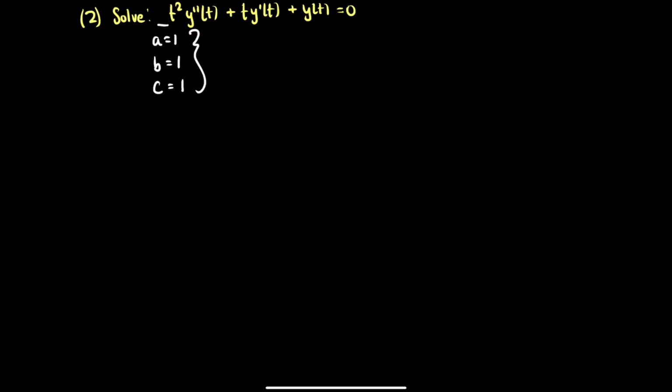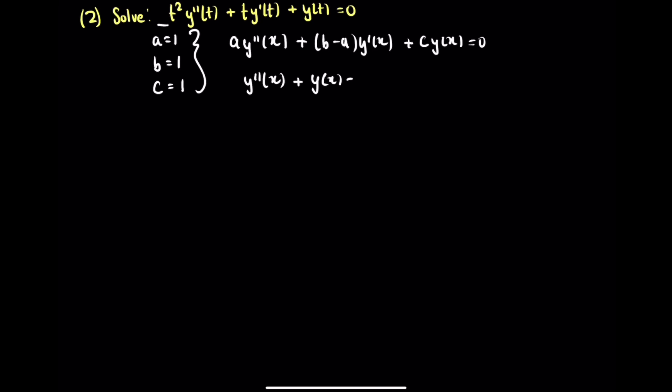With that in mind, let's fill in this equation. a y double prime of x plus (b minus a) y prime of x plus c y of x equals 0. So a is 1, so this is just y double prime of x, and b minus a is 0, so we don't need that. And c is just 1, so this is y double prime of x plus y of x equals 0. Now if we put this into the characteristic equation, we get r squared plus 1 is equal to 0. And this does not have any real solutions, so this must have some complex solutions.